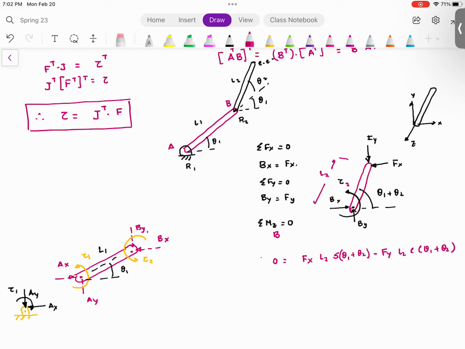So S(theta 1 plus theta 2) is nothing but the sine of theta 1 plus theta 2. What I'm saying is, this is the distance, and this is the other distance. Are you with me so far? Now I have this external moment. Curl your fingers in the direction of the moment. This moment is positive, so I get tau. Are you with me? This is the first expression.